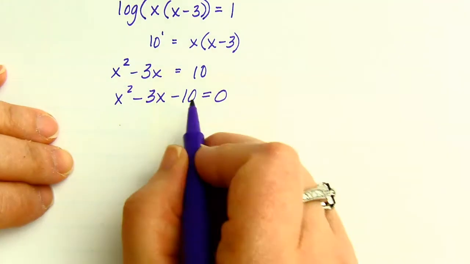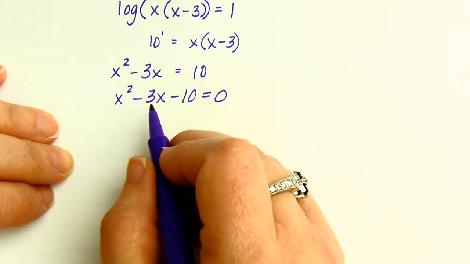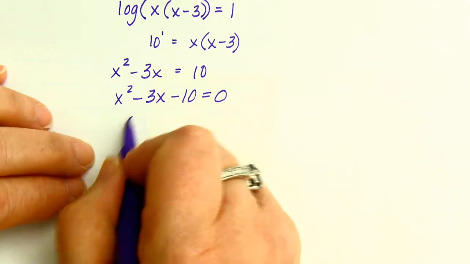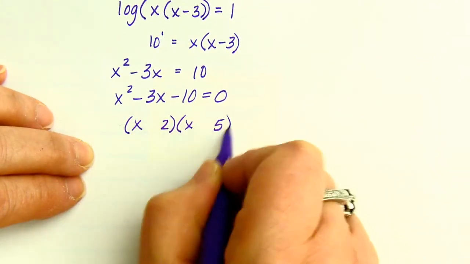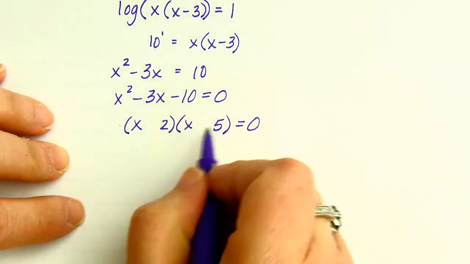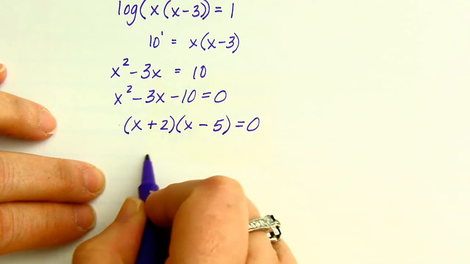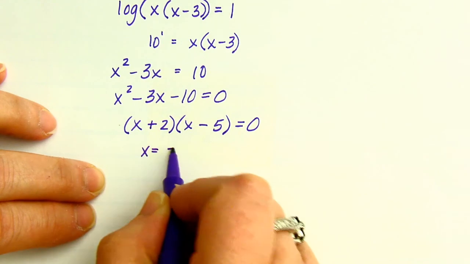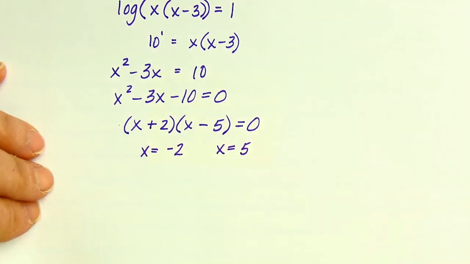Factor: multiplies to 10, subtracts to 3. Well, that's going to be 5 and 2. Larger product has to be minus, so 5 gets the minus, 2 gets the plus. ZPP says x is equal to negative 2 and x is equal to 5. Those are my proposed solutions. I have to check these.